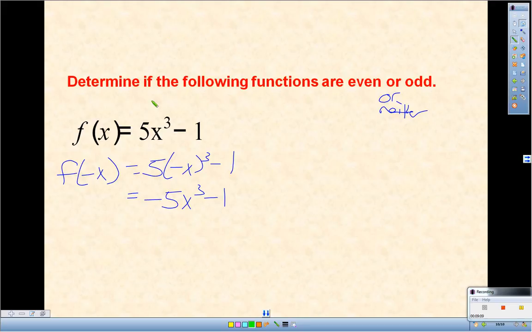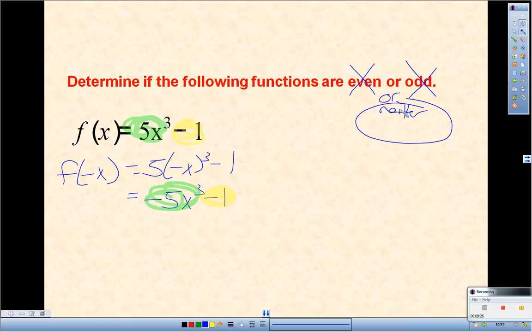Now most people are going to say, oh, it's odd, because I've got a positive 5x cubed and a negative 5x cubed. But here's the issue. I've got a -1 and it's still a -1. So they're not exactly the same and they're not exactly opposite, so this case is neither.